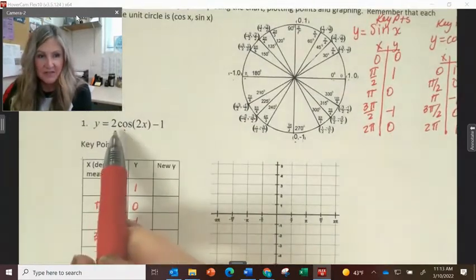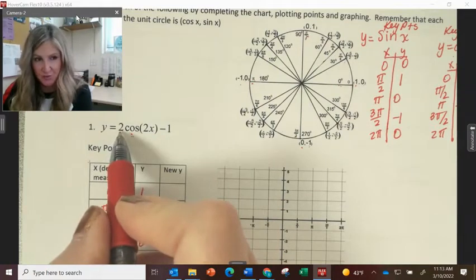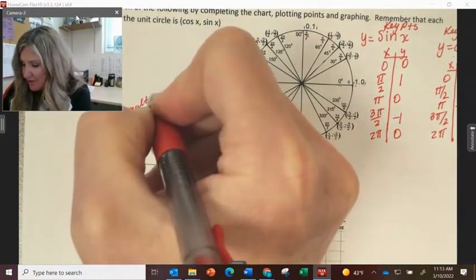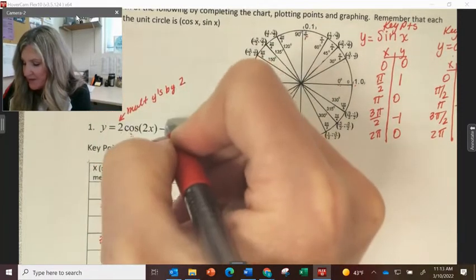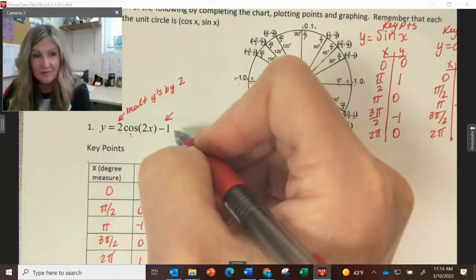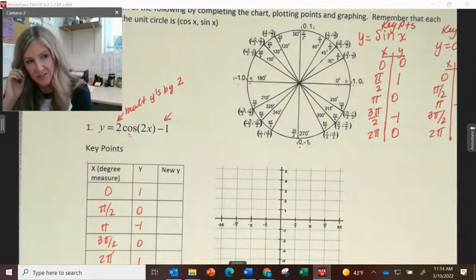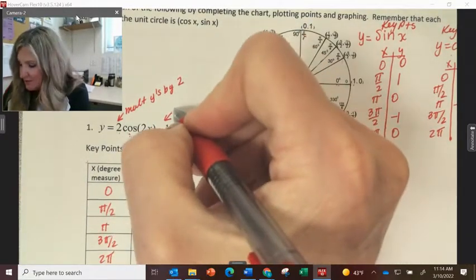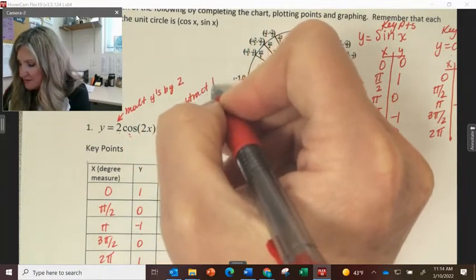Now what we have to do is think, what does this do? Well, that's going to be a vertical stretch by 2. So that number right there tells us I have to multiply the y's by 2. And then this number tells me I have to go down 1. So after I multiply, because multiplication is always done first, after I multiply the y's by 2, now I'm going to have to subtract 1 from the y's.